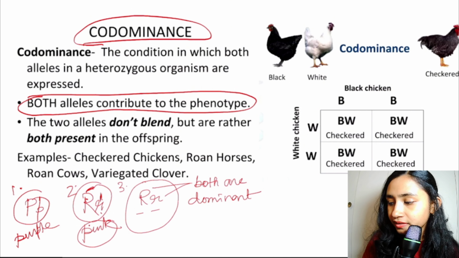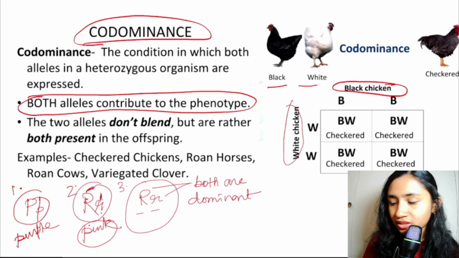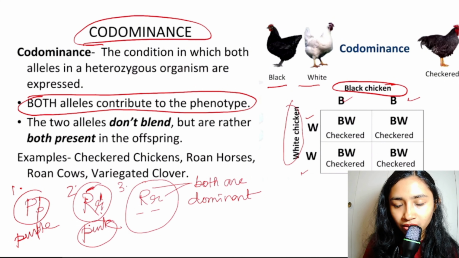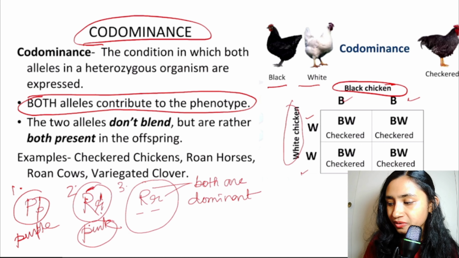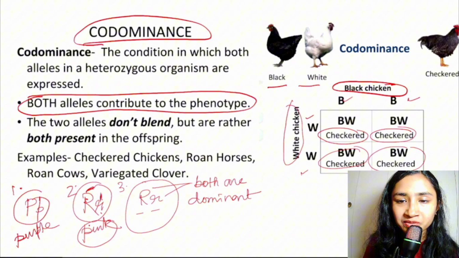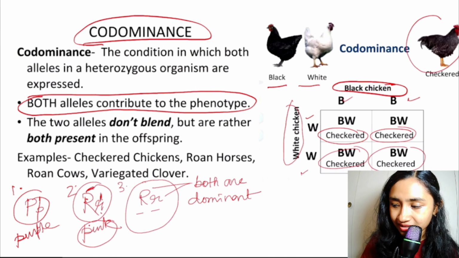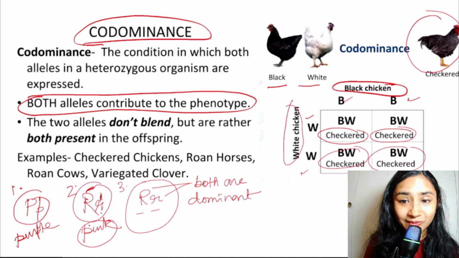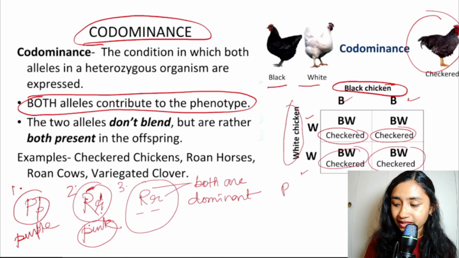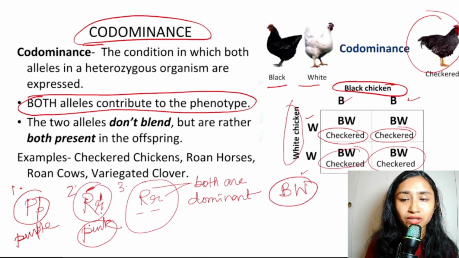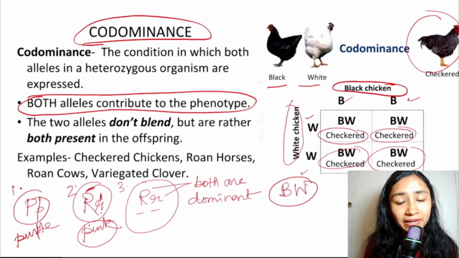Okay, here is the cross between a black chicken and a white chicken. The black chicken's genotype is capital B, the white chicken's genotype is capital W. When both are crossed, we can get all checkered phenotype. Okay, both the white and black colors are present in this phenotype, in this offspring. Okay, so capital B and W both are expressed in the offspring. That is why the chicken is a mixture of black and white color.